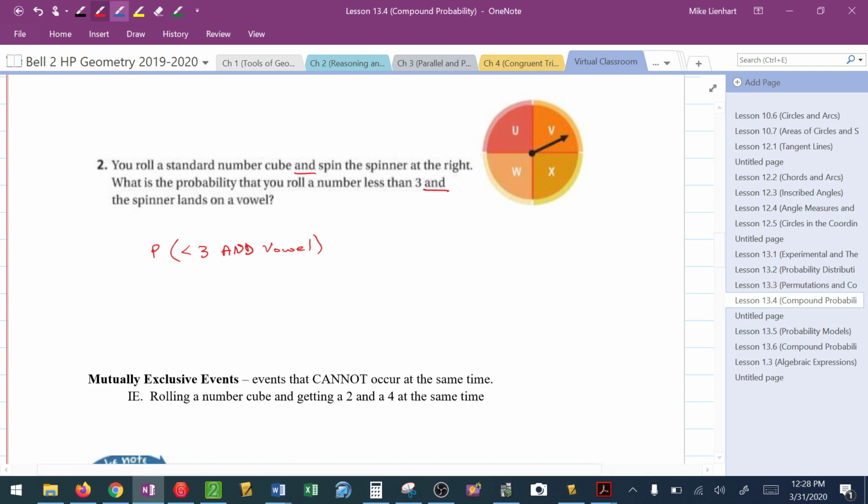Okay? So the probability of less than a 3, so that would be 2 out of 6. 6 faces on the cube. 2 of the numbers are less than 3. And means multiply. A vowel on that, U is the only vowel, so that would be 1 out of 4, which would give me 2 out of 24, or a probability of 1/12. Okay, hopefully this is pretty easy.